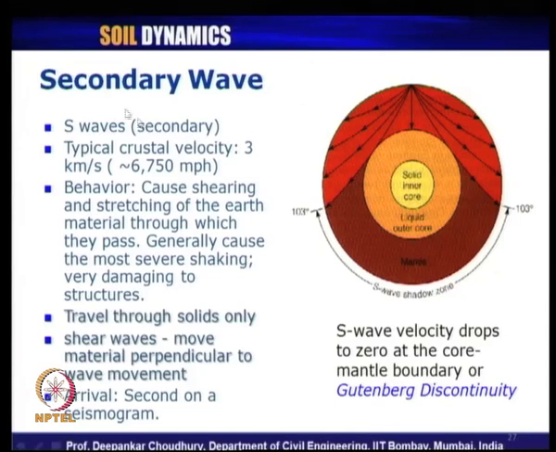So, primary wave velocity is about 6 km per second in the crust, and the S wave velocity is about 3 km per second. What is the behavior of the S wave when it travels through a medium? It causes shearing and stretching of the earth material through which it passes, generally causes the most severe shaking, and is very damaging to structures. Another important characteristic of the secondary or shear wave, the S wave, is that it can travel through only solid media.